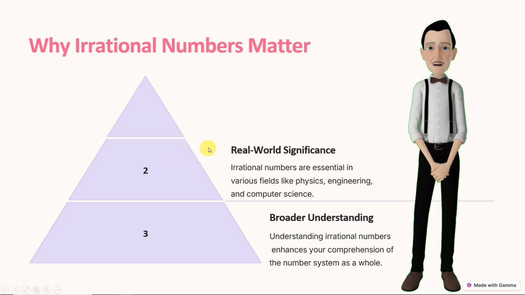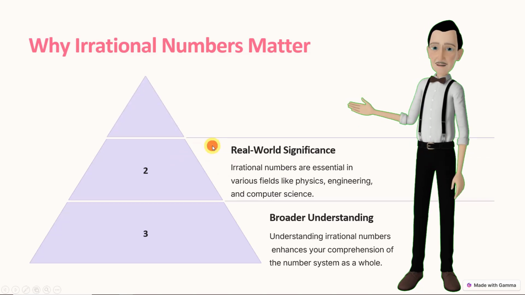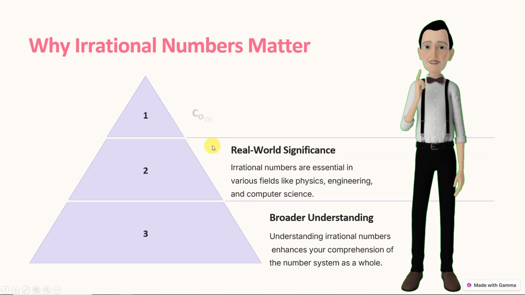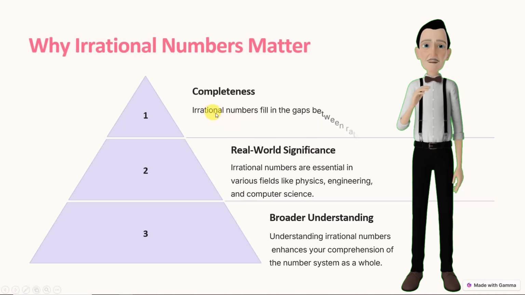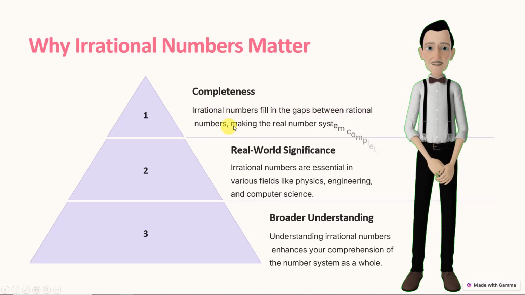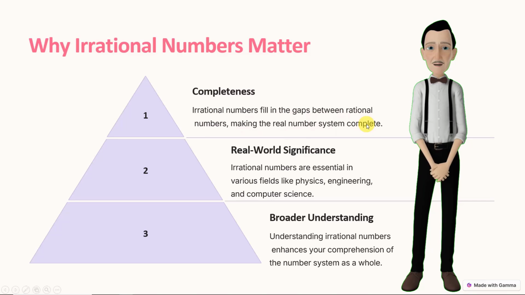And right at the top of the pyramid, what do we have? Righto, let's have a look. Oh, completeness. It completes the whole number system. Irrational numbers fill in the gaps between rational numbers, making the real number system complete.